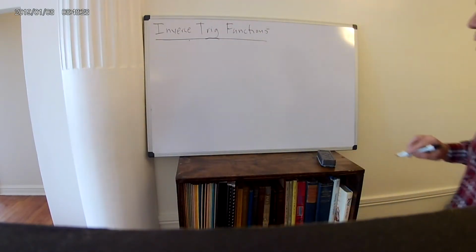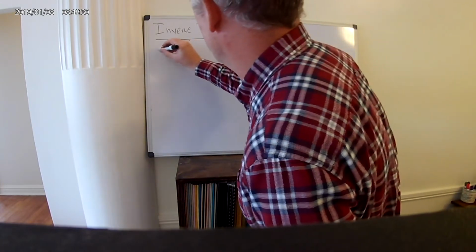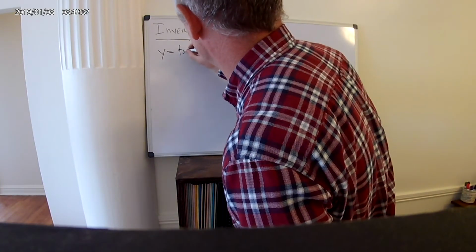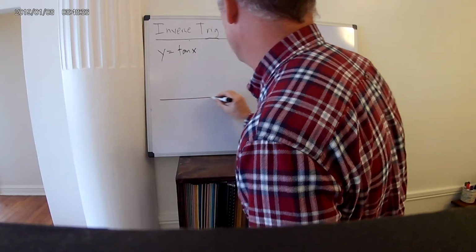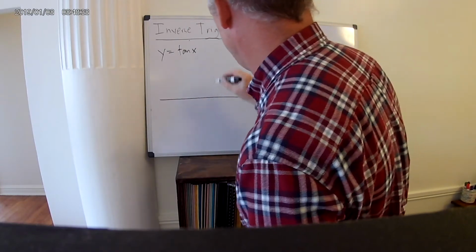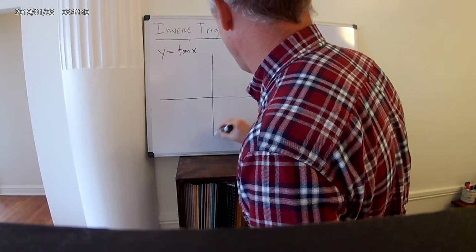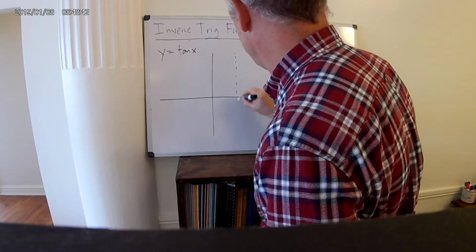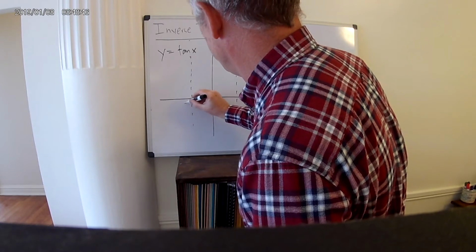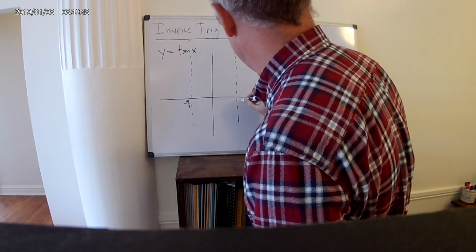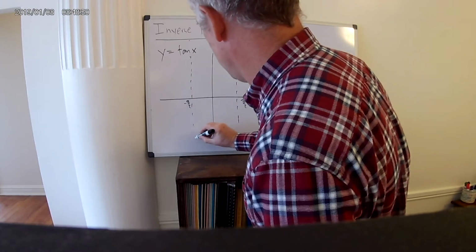Let's do tangent of x. Let's graph. What if we have the function y equals tangent of x? Let's graph tangent of x. Here we go. This is our y-axis. And if you remember, a tangent has vertical asymptotes at minus pi over 2 and pi over 2. And a tangent goes like this.